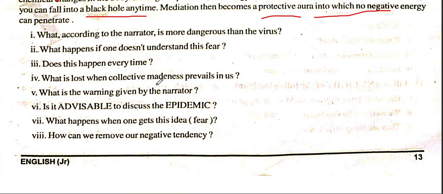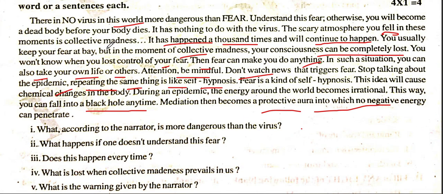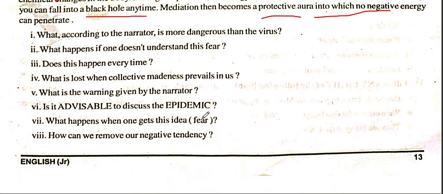What is lost when collective madness prevails in us? So you see, collective madness has happened 1,000 times. When you lose control of your fear, your consciousness can be completely lost. We will not understand what is happening, and we will be out of our consciousness, and we can do anything. Further, the passage gives information that we can kill ourselves or any other person. So what is lost when collective madness prevails? Our consciousness.